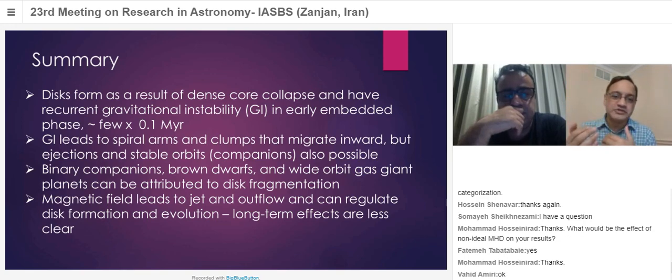But if you want to get to a situation where the disk is only 1% of the central star mass, as you see in millimeter observations or the hypothetical minimum mass solar nebula, then you need additional mechanisms, which again, I think are primarily magnetic.